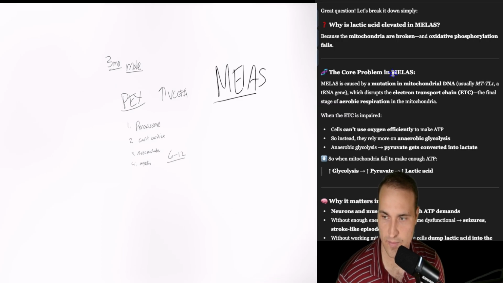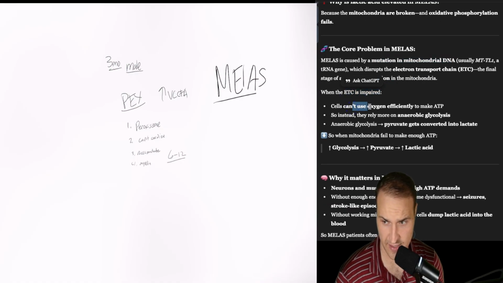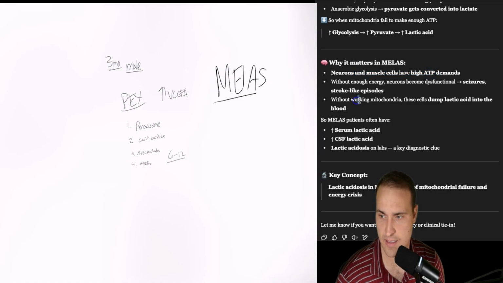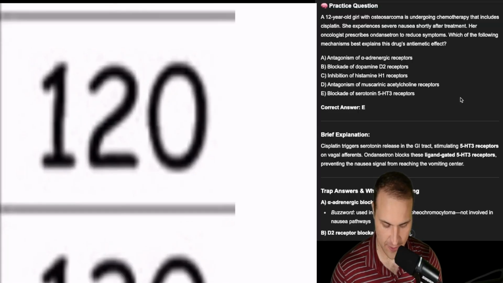So the core problem in MELAS is that there's a mutation in mitochondrial DNA, and so the electron transport is impaired, and so you can't use oxygen efficiently, so you have to use anaerobic glycolysis, so you get lactate. And stuff like your brain and your muscles, they need that ATP, and so they're going to dump that lactic acid in the blood, and that causes problems. Lactic acid everywhere. Hopefully you like that extra little practice question, and now we are on 120.